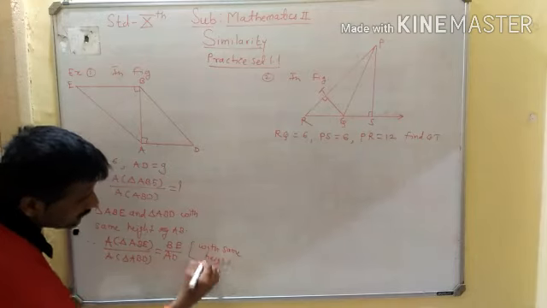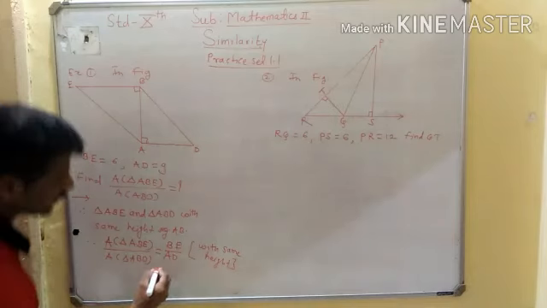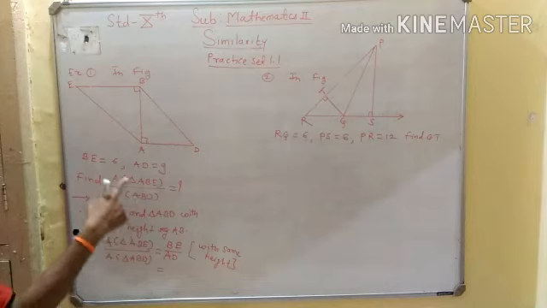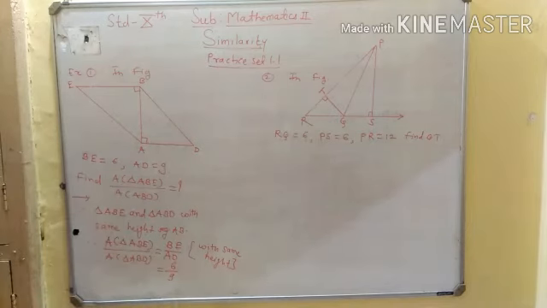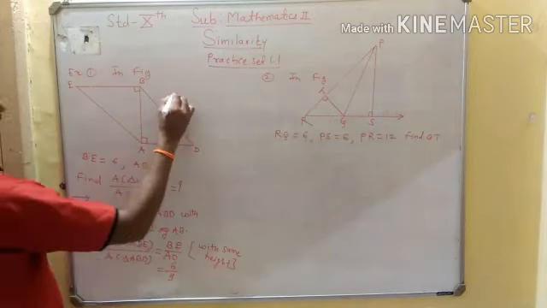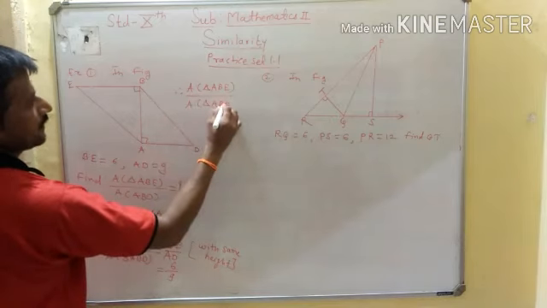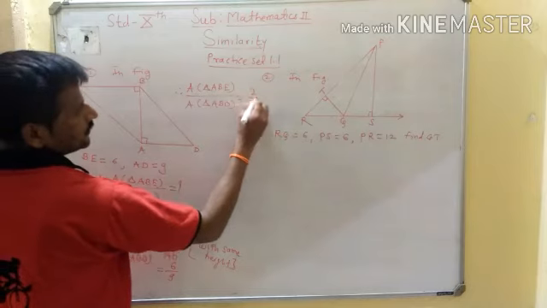Triangles with same height. Now just substitute the values here. B is given here 6 and AD is given here 9. Therefore, we get the result: area of triangle ABE upon area of triangle ABD is equal to 2 upon 3.